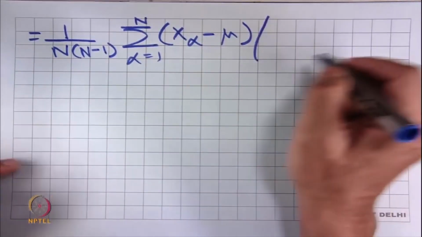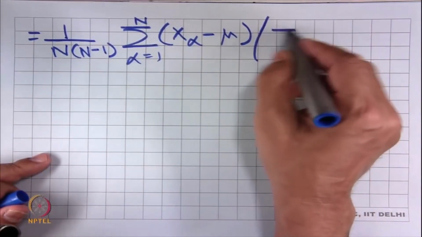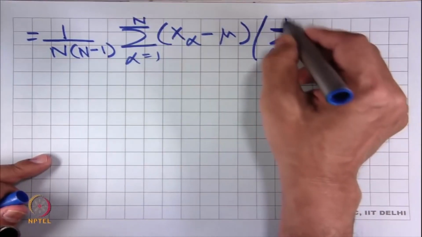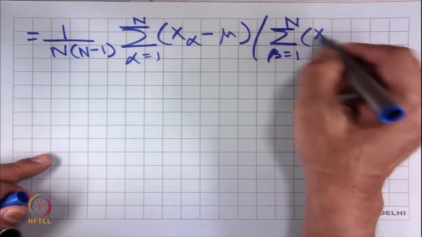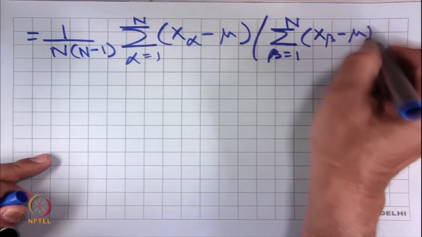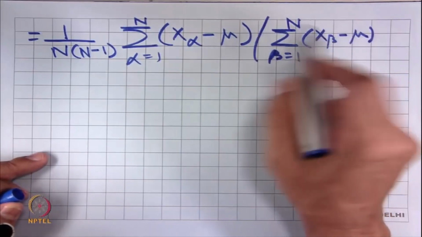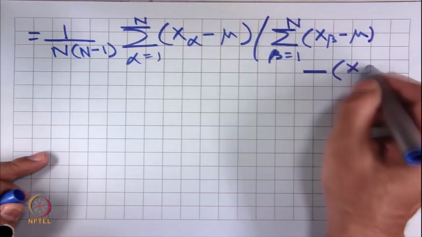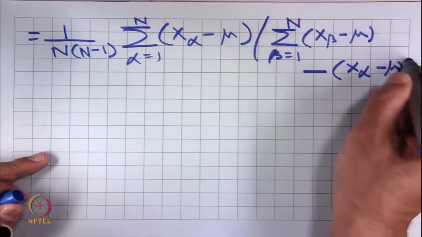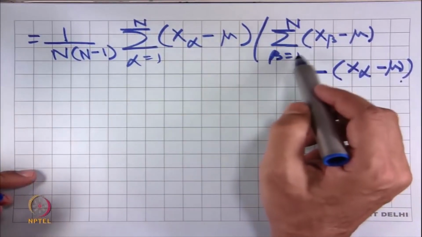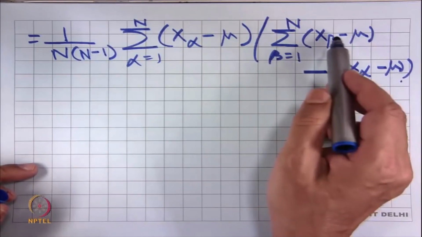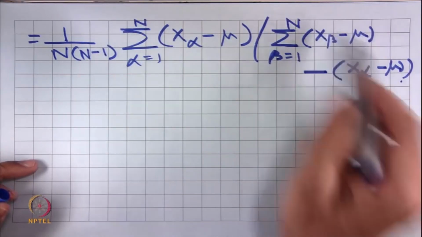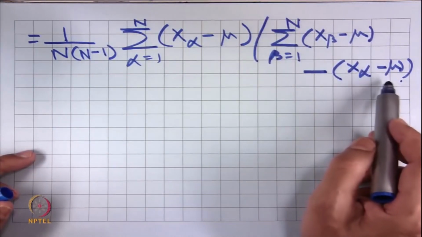Now, this summation I write as sigma beta equal to 1 to n of x beta minus mu, which also includes alpha. Therefore, I subtract the term x alpha minus mu. So, basically what I have done, since beta is not equal to alpha, is I have added and subtracted x alpha minus mu to this term.